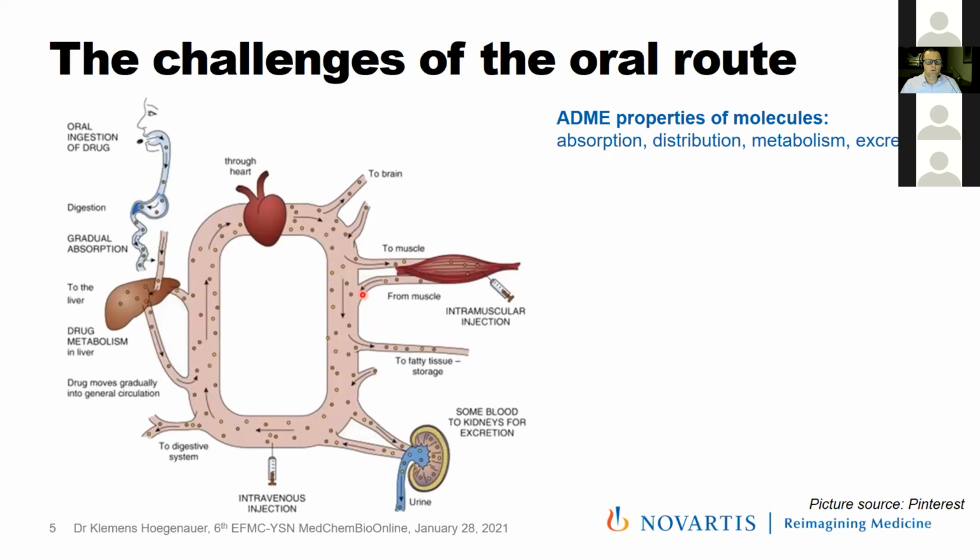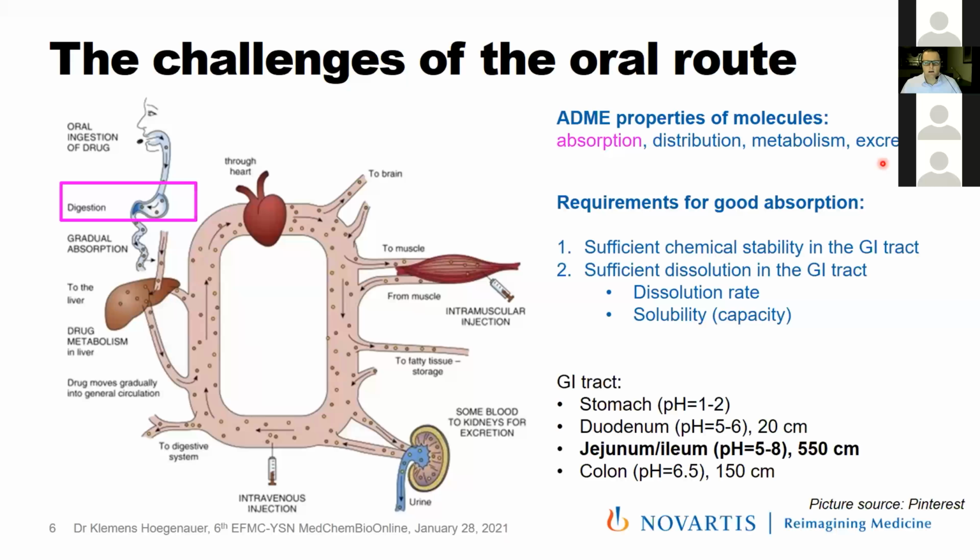Obviously, then makes it to the site of action, passes multiple rounds via the liver, which is your main metabolism detoxification organ, and is ultimately excreted. So when we talk about molecular properties, we often refer to them as ADME properties. Many of you will have heard that. That's short for absorption, distribution, metabolism, and excretion. And I'll start with absorption.